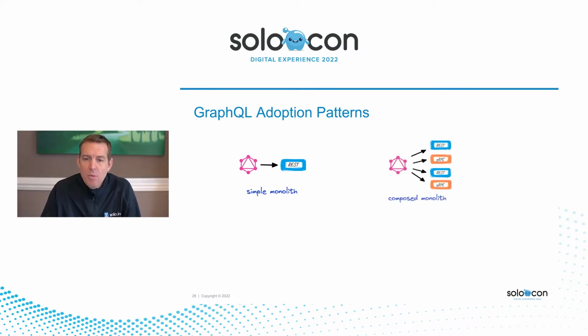So we go from a simple monolith maybe to a composed monolith where I'm bringing multiple back-end data sources into my graph with resolvers. And those back-end APIs could be a bunch of REST APIs, it could be gRPC, it could be Lambdas, it could be a mix of APIs, but I'm bringing all of those APIs into a single graph in a monolithic GraphQL API.